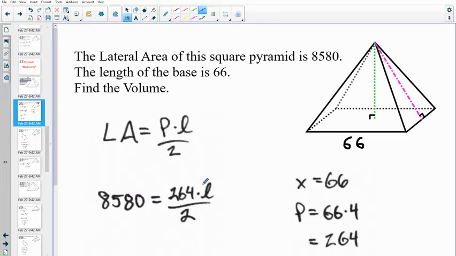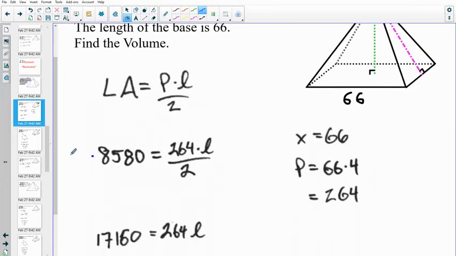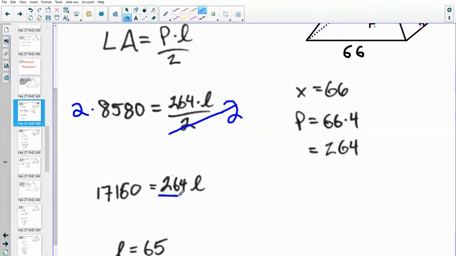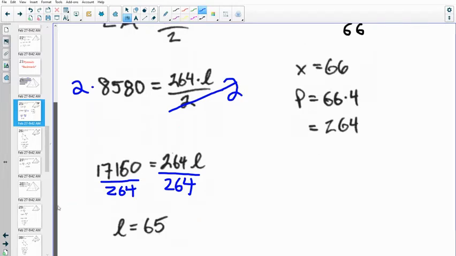I've got everything here except for the one thing that I will be able to find. So I do a little bit of algebra. I'll take this equation and multiply both sides by 2 to get rid of dividing by 2. 2 divided by 2 goes away. And then I'll have 264 times the slant height equals 17,160. So I'll divide both sides by 264. And when I do that, I get my slant height of 65, which isn't what I'm looking for in the end, but I will need it in order to figure out other stuff.